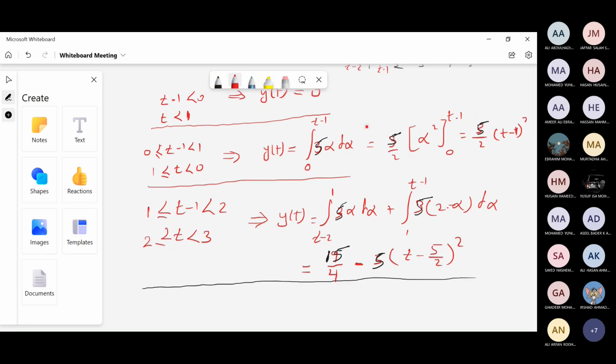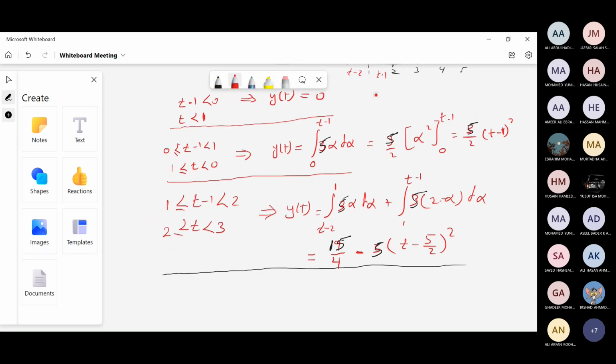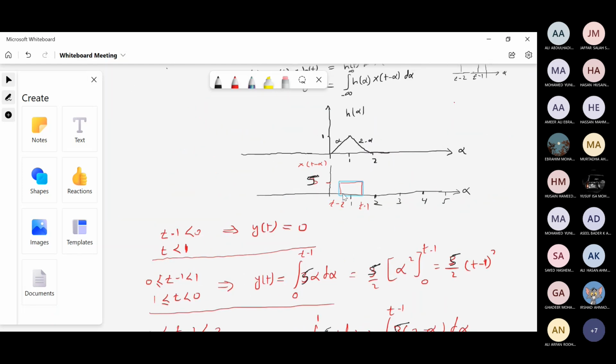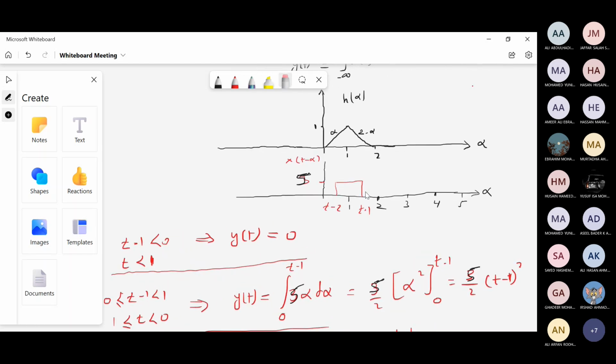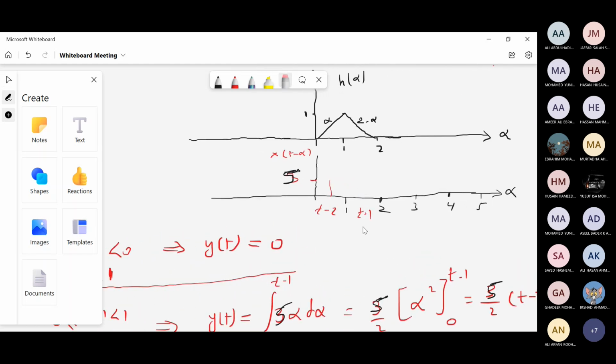Okay. We finished part number 2. Now, again, move this one to the right. Notice what happens. So if you move it, then it becomes somewhere here.